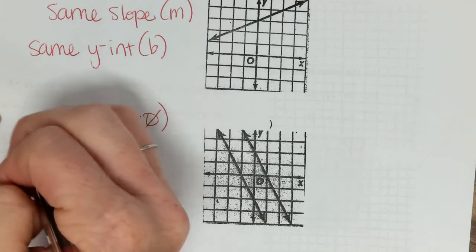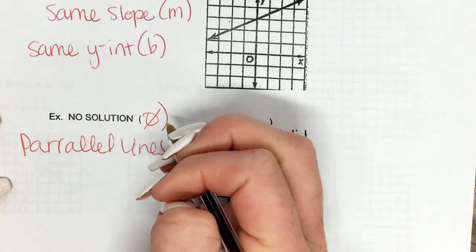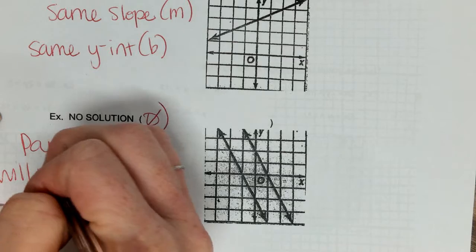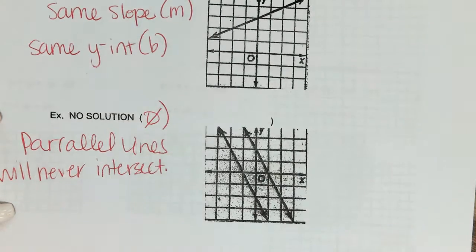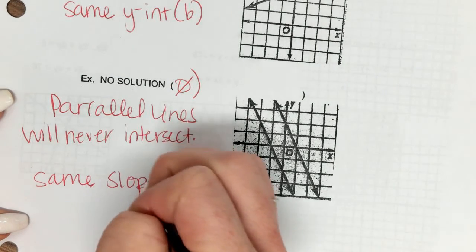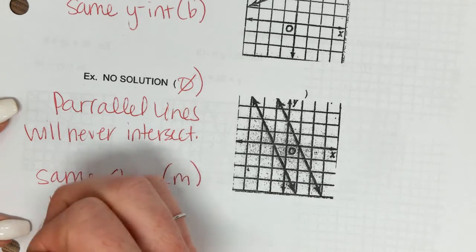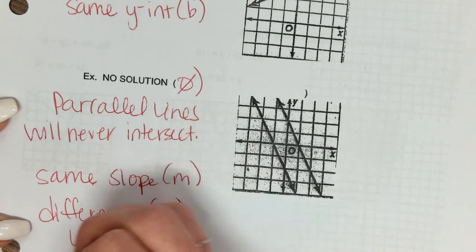Okay, these are parallel lines. They will never intersect, so they will never have a solution. They have the same slope, but they have a different y-intercept.